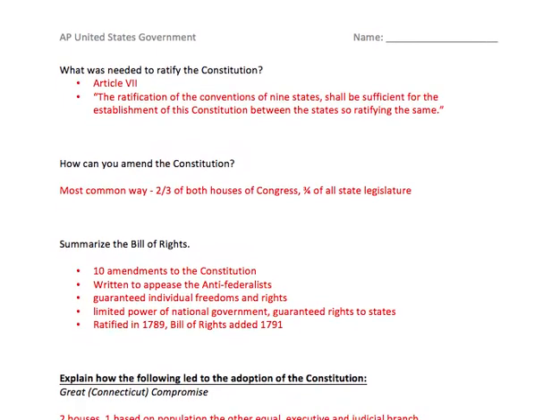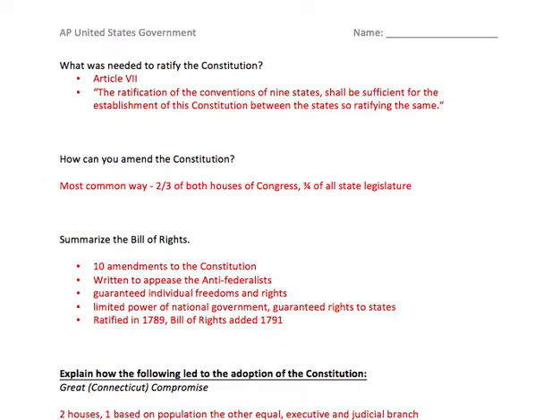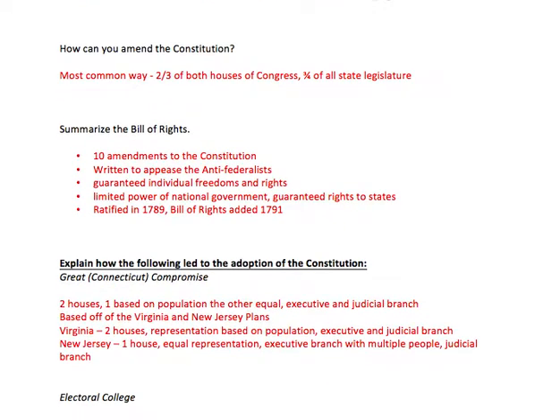In order to ratify the Constitution, this is in Article 7, ratification of the conventions of 9 states shall be sufficient, so 9 of 13 states were needed. The most common way to amend the Constitution: 2/3 of both houses of Congress and then 3/4 of all state legislatures. Again, this reflects the idea of federalism because both levels of government are working together. This appeased both sides to have a say when amending the Constitution.